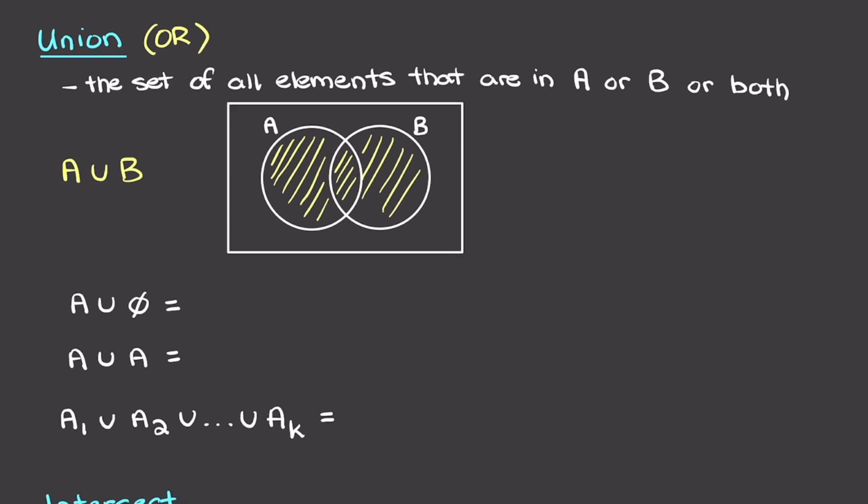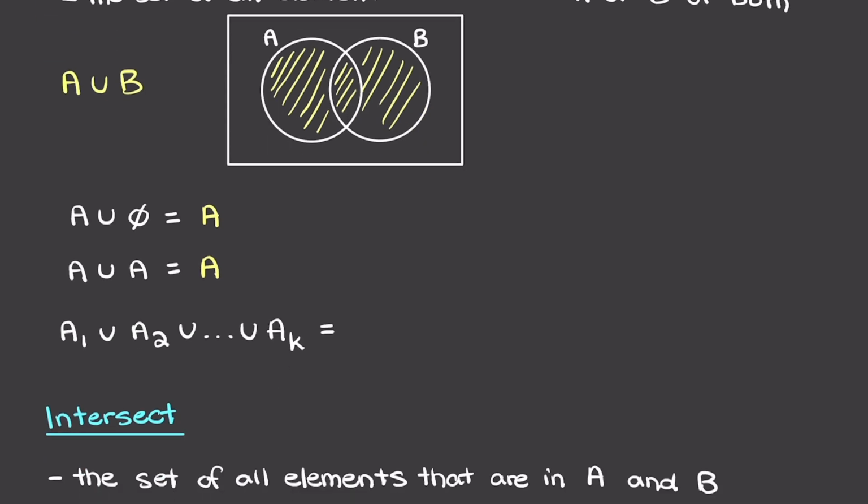So a few kinds of properties of unions is if we have A unioned with the null set, so we're adding nothing to A, then of course all we're left with is A. If we put together A unioned with A, then we're still left with just A. And here, if we have a sequence of different sets, A1, A2, all the way up to AK, and we have unions between all of them, then this can be denoted as the union where I equals 1 to K of AI. So this is just a notation.